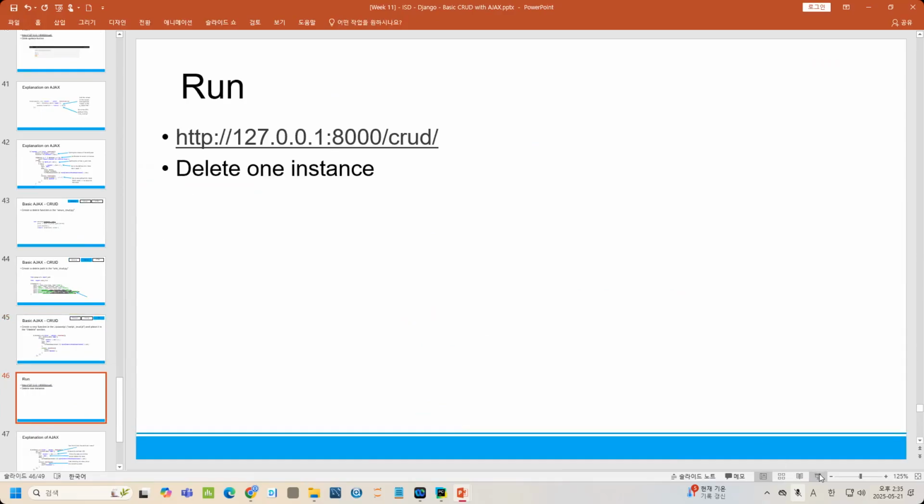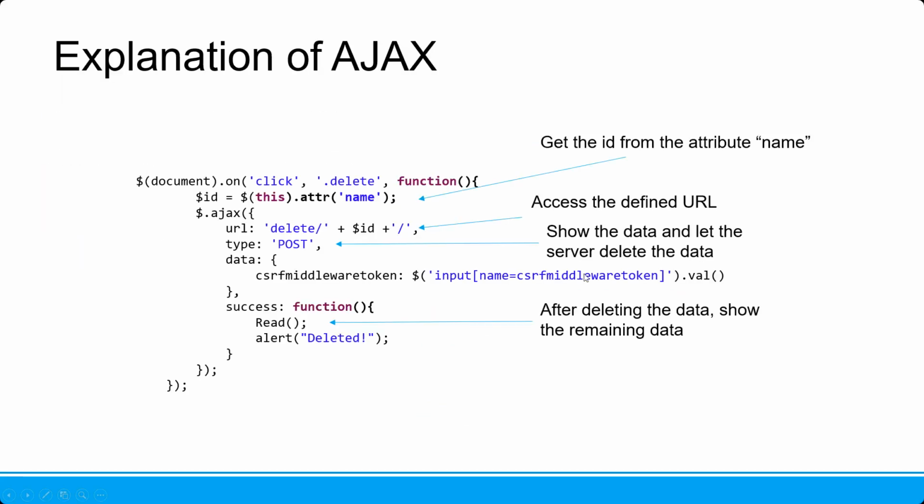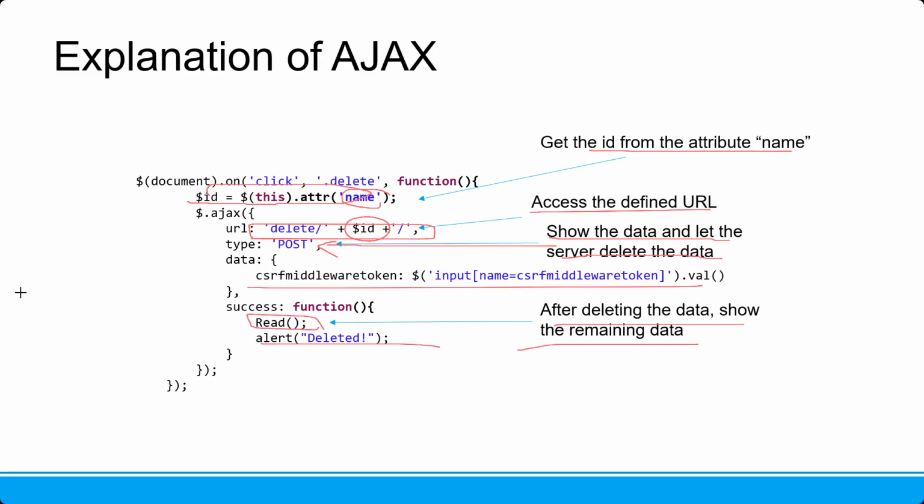Okay, so we already did it, one instance. So the explanation: first we need to get the ID from the attribute name, and then we access the defined URL. In this case, we are getting the delete, and we are going to delete the ID, show the data, and let the server delete the data. So we put into the post, so the server will understand what data that you want to delete, and then we will delete this on the top. So after deleting the data, show the remaining data using the read. Okay. And then we will show the alert deleted.